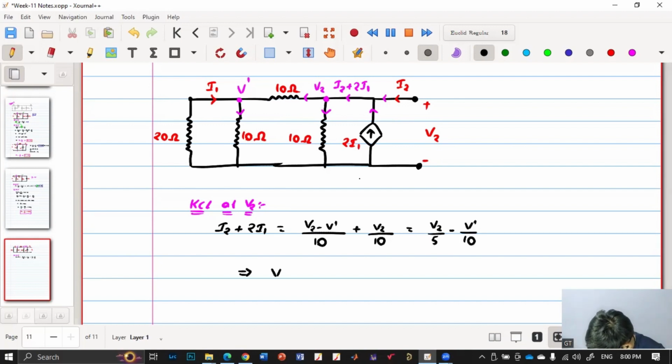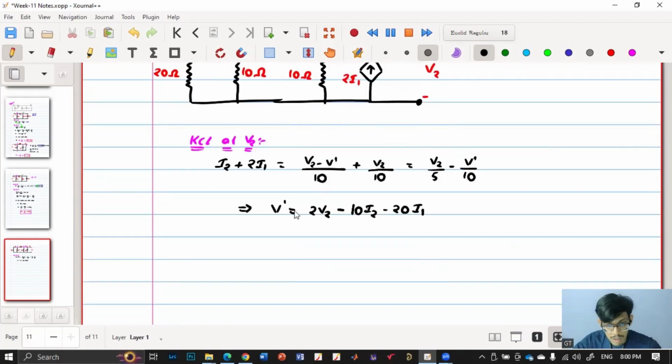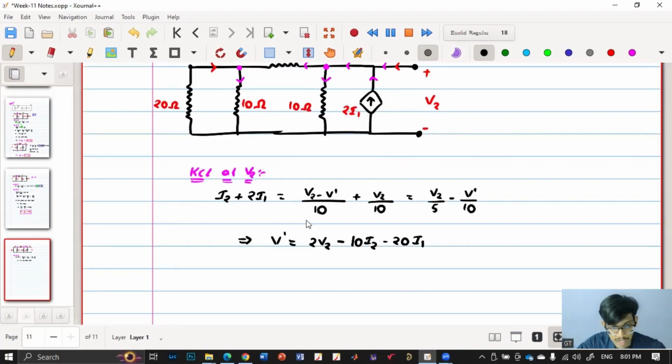Or we can say V dash is equal to, if you bring V dash that side and multiply by 10, we'll get 2V2 then minus 5 2s are 10, right? We are multiplying by 10. So it is 10I2 minus 20I1. Okay. So we got this V dash. Now we'll apply KCL at V dash.